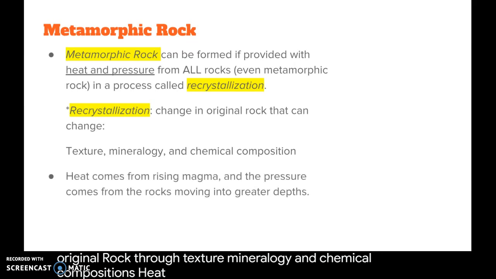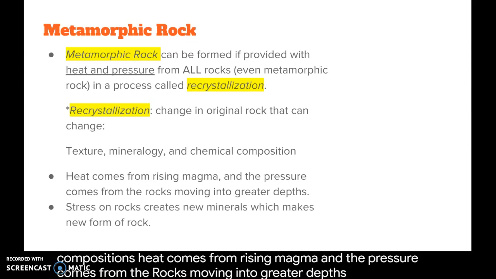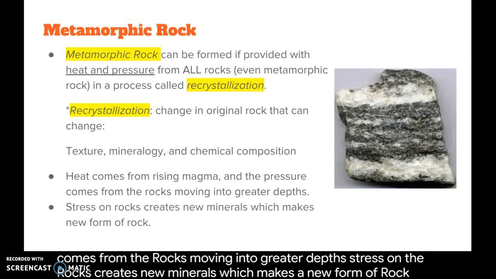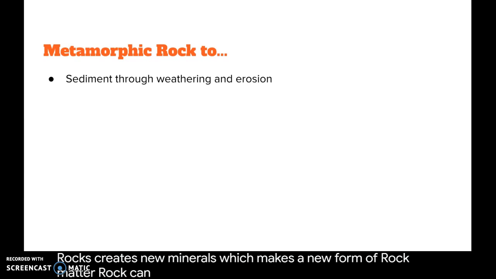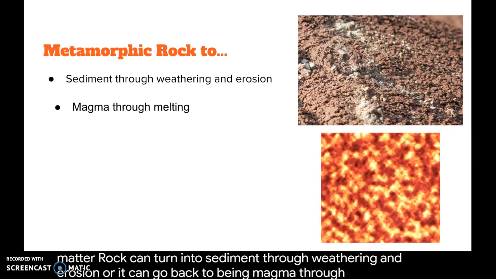The heat comes from rising magma, and the pressure comes from the rocks moving into greater depths. Stress on the rocks creates new minerals, which makes a new form of rock. Metamorphic rock can turn into sediment through weathering and erosion, or it can go back to being magma through melting.